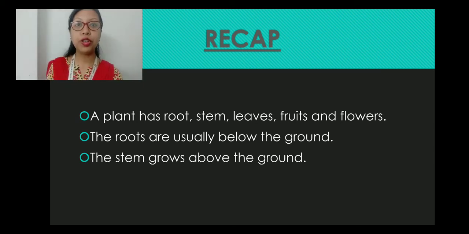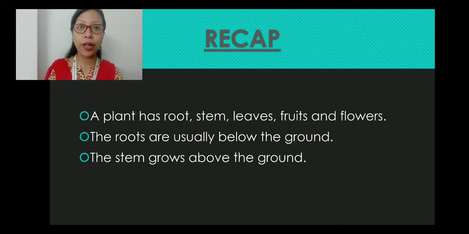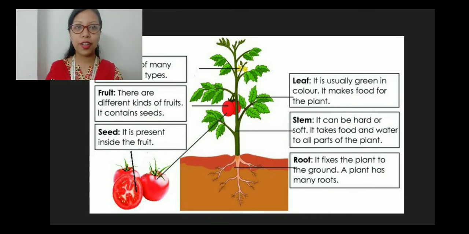So, we have come to know that a plant has root, stem, leaves, fruits and flowers, right? And the roots are usually below the ground, so you don't see the roots of the plant. They are always below the ground. And the stem grows above the ground. Remember that roots cannot be seen as they are under the ground, and the stem grows above the ground.